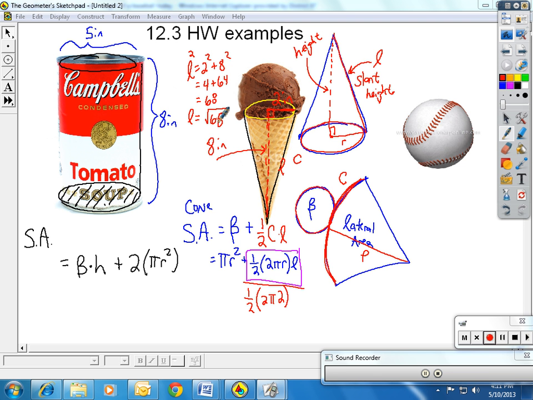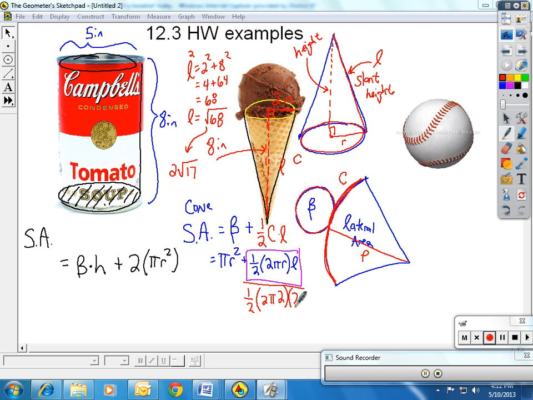Square root of 68 is approximately 8.24. We'll leave it just as square root of 68. Let's see, 68 does divide by 4 nicely, so it is the same as 2 root 17. So there's my slant height.